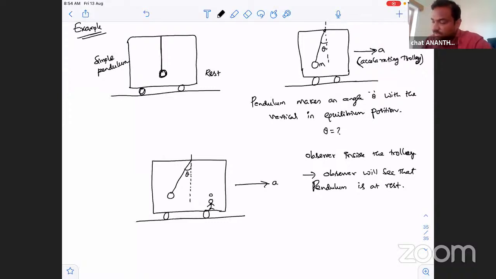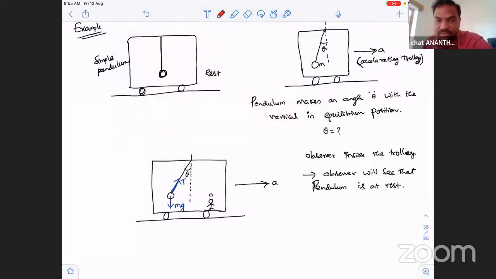Then what are the forces acting on the pendulum? Mg will act downward, a true force. Tension will act along the string. That is also a true force. So we have to apply one more force. Without applying that force, we cannot go for Newton's laws of motion, or at rest, net force 0, we cannot apply, because the observer is inside the trolley. Then he has to apply the pseudo force.